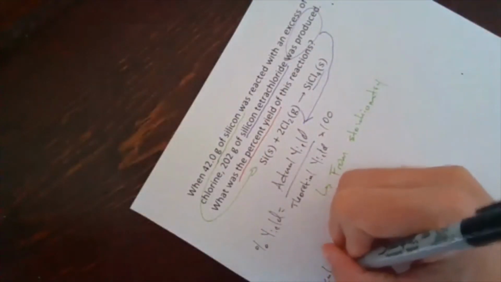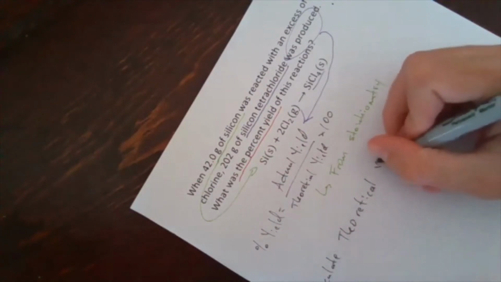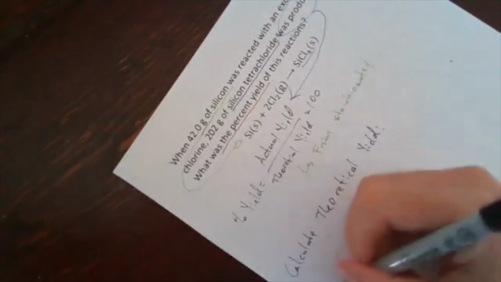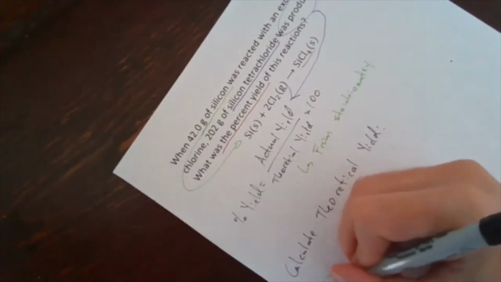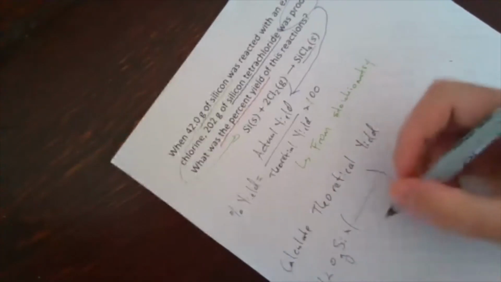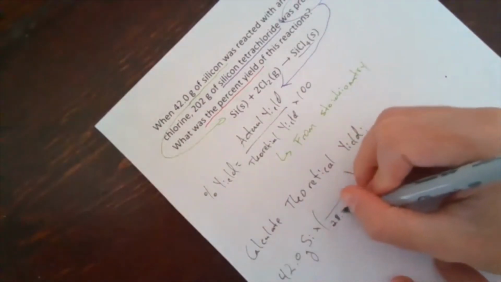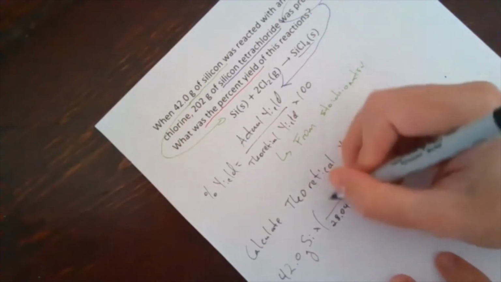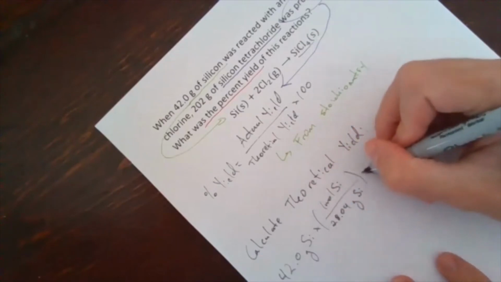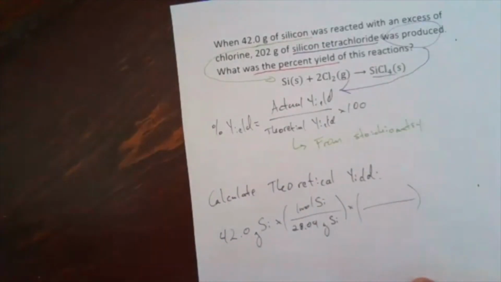So let's do that. We're going to calculate our theoretical yield. And so this is going to be a stoichiometry problem. 42.0 grams of silicon. I know in stoichiometry, the best first step is always to use the molar mass to go to moles. I'm now in moles of silicon. I just looked up that molar mass on the periodic table.